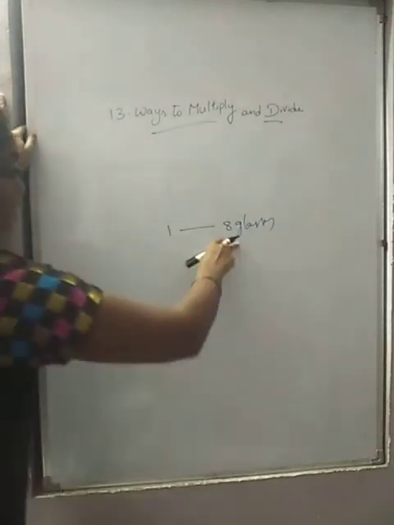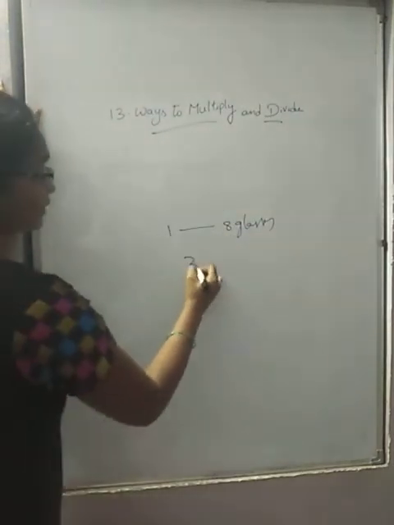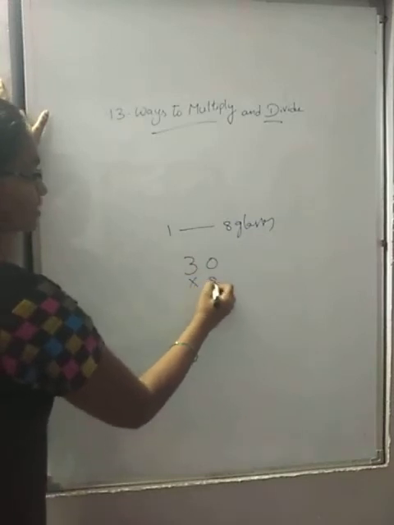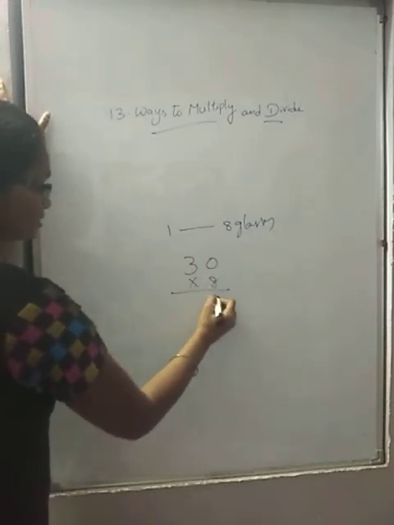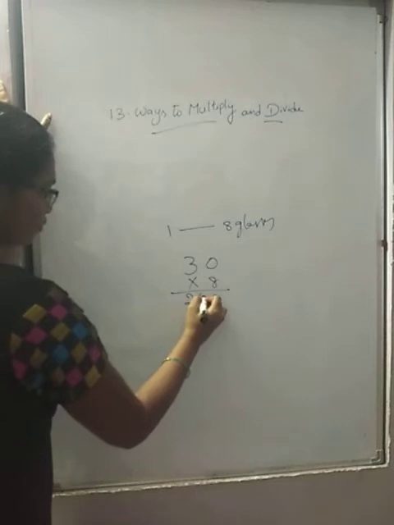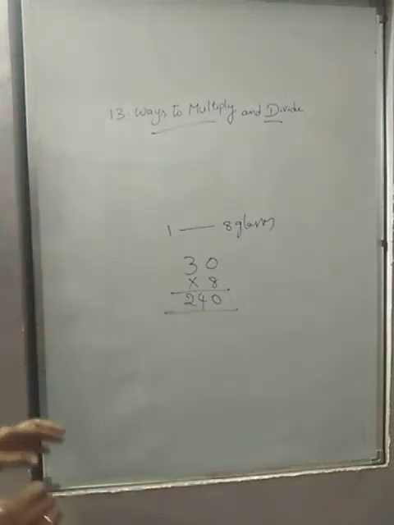1 day he is drinking 8 glasses. For 30 days, how many glasses is he drinking? 8 times 0 is 0. 8 3s are 24. 240 glasses he is drinking for 30 days.